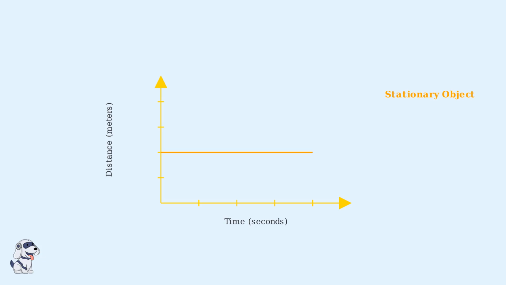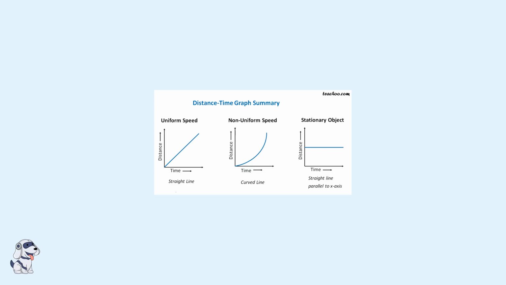Finally, when an object is stationary or not moving, the distance-time graph shows a horizontal line. The distance remains constant while time continues to pass. Let's see all three types of motion together to compare their different patterns on distance-time graphs.